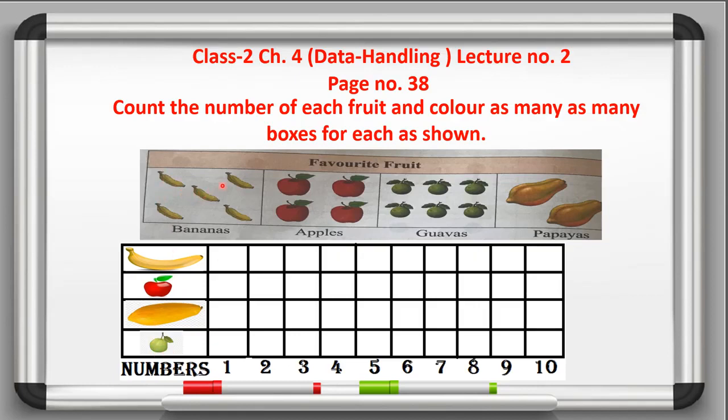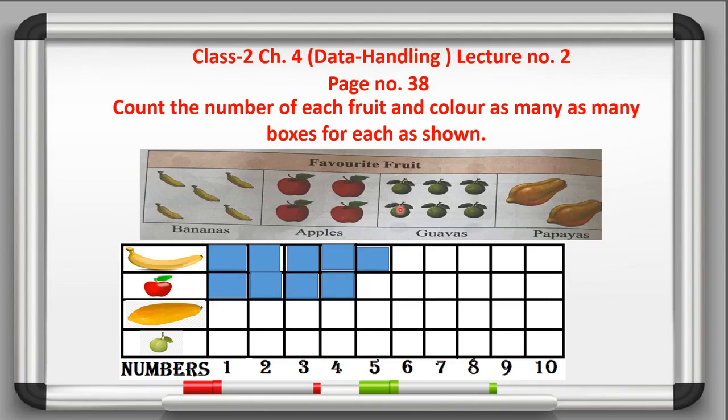1, 2, 3, 4, 5. So there are 5 bananas, so we will fill 5 boxes for it. 1, 2, 3, 4, 5. Okay, now we will count apples and we will fill. So let's count 1, 2, 3, 4. There are 4 apples, so here we will fill 4 boxes.